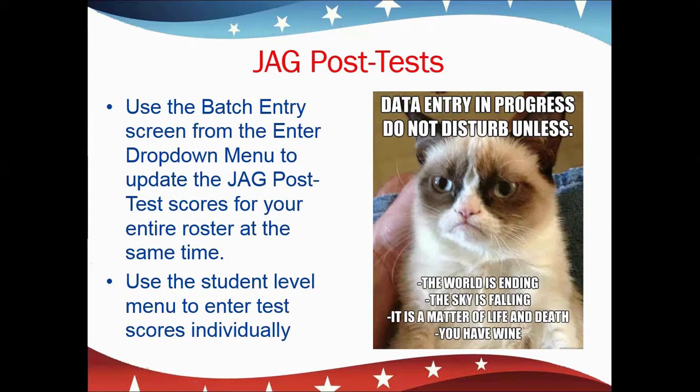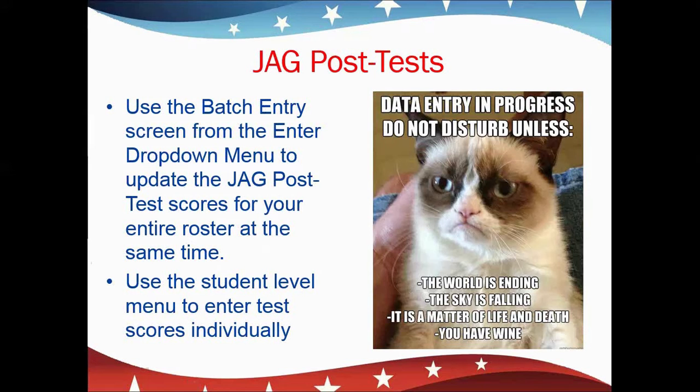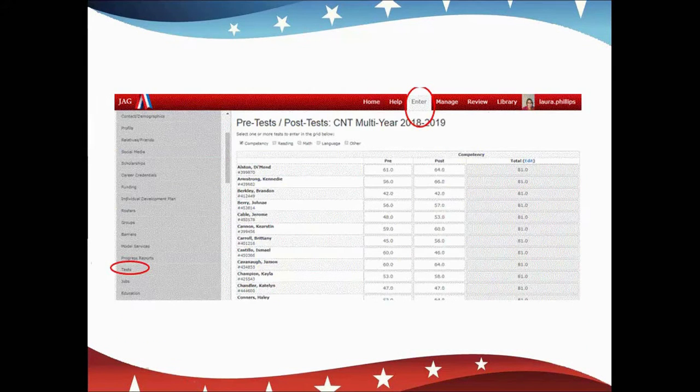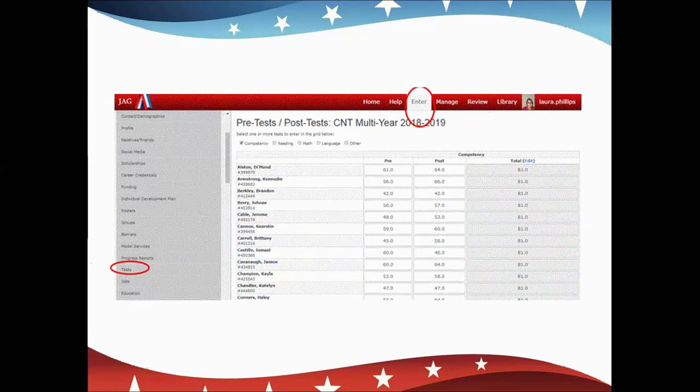Next thing that you'll be looking at is updating their JAG Post-Test scores. You can do this 2 different ways. If you have all the JAG Post-Test scores ready to go, you can go to the batch entry screen from EMDMS, from the Enter drop-down menu. You'll click Enter, and then you'll click Test, and you'll get a screen that looks much like this.